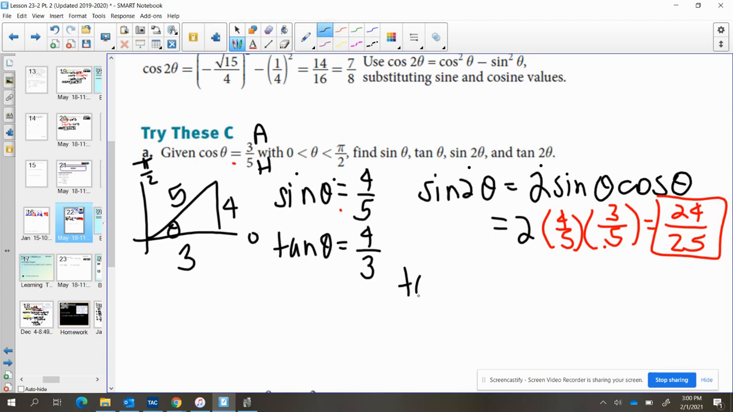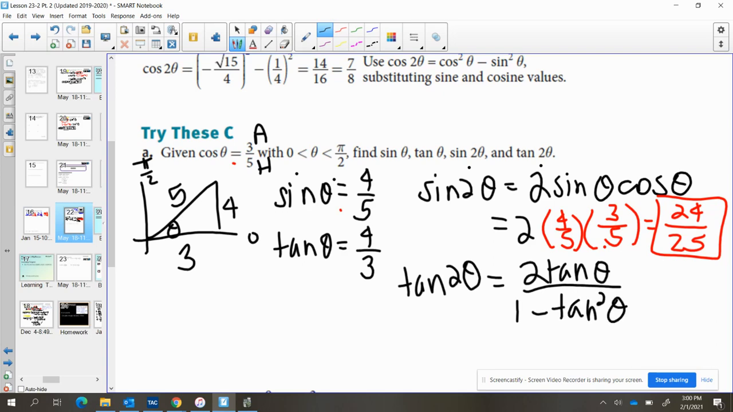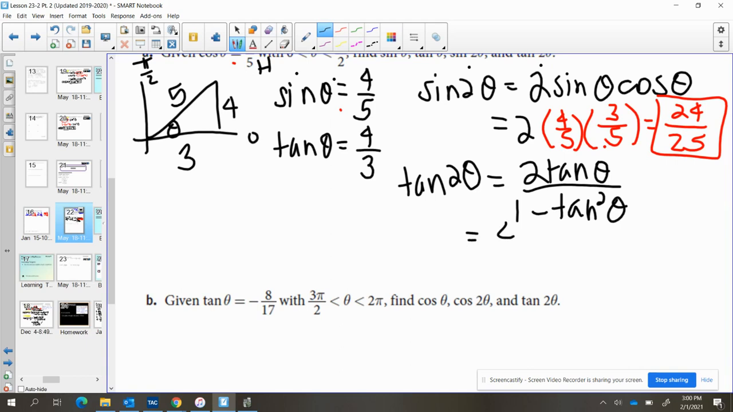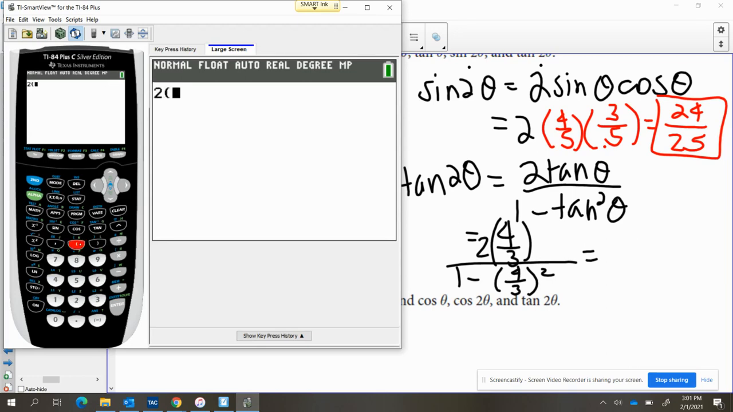And then tangent of 2 theta, we know is 2 times the tangent of theta over 1 minus the tangent squared of theta. And for this one, we know that our tangent is 4/3. So we're going to multiply that by 2. And then in the denominator, 1 minus 4/3 squared. Now, for those of you with a slightly older calculator, a reminder, I would do this as 2 steps so you don't have to worry about the fraction within the fraction.